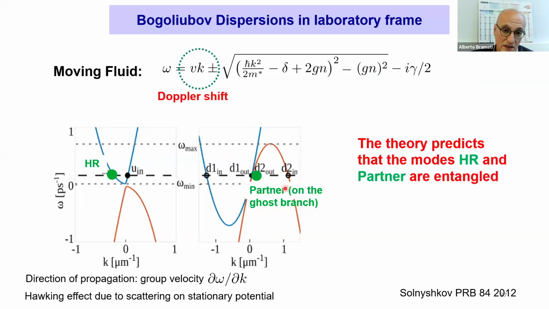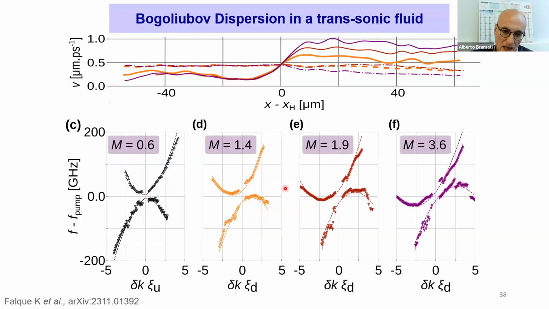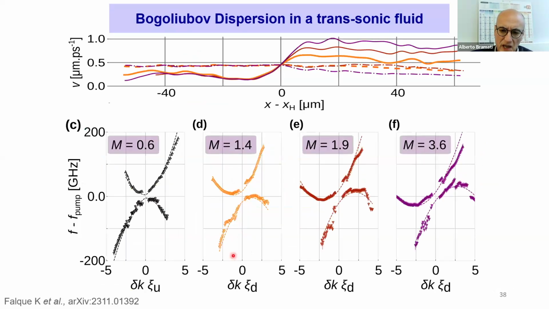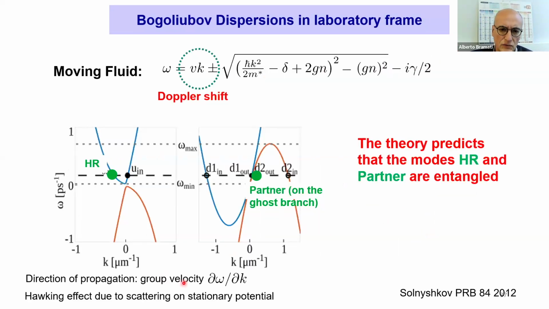In the experiment, we are indeed able to generate a situation in which we have this configuration of the dispersion relation. We can see this is in the subsonic region and this in the supersonic region for increasing Mach number. We can see here that we are indeed in a situation which is similar to the theoretical one.